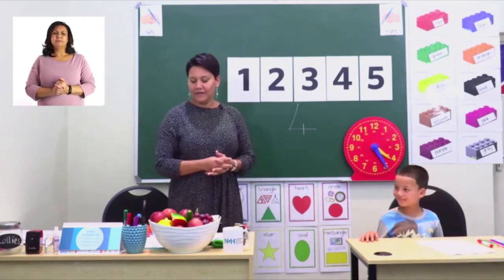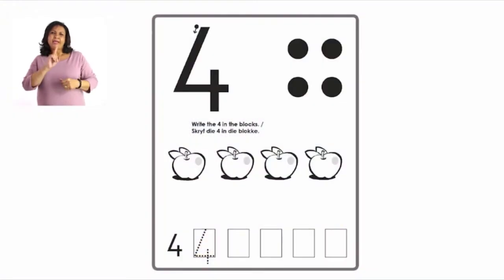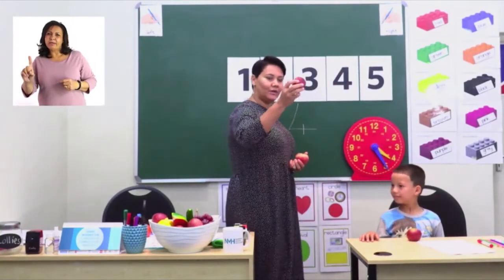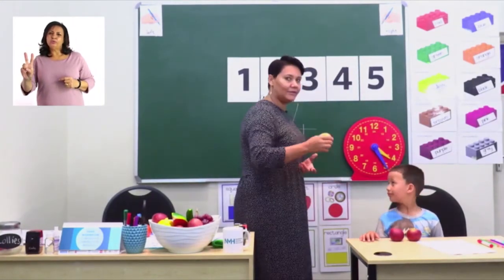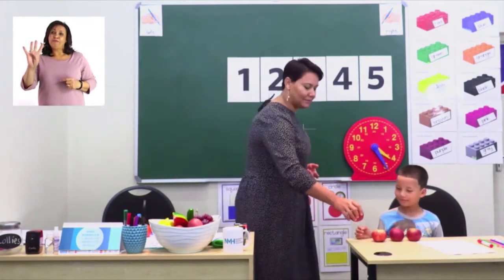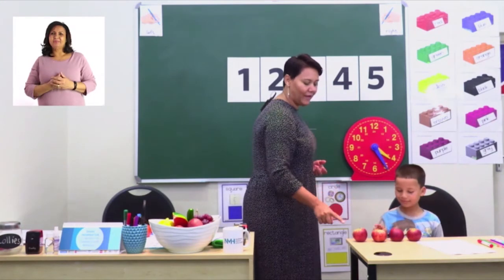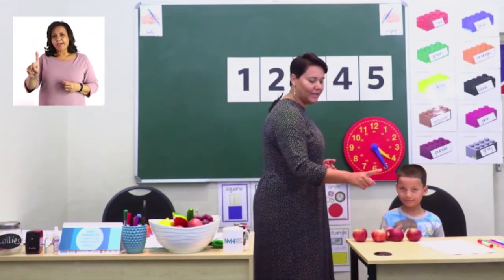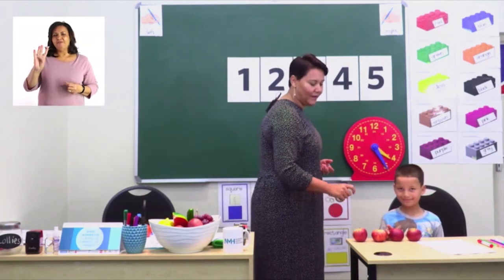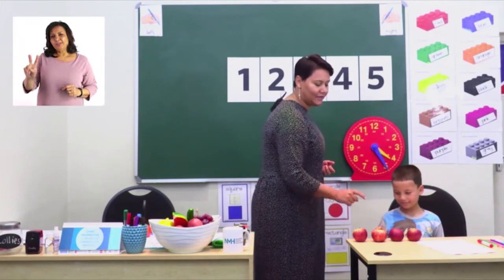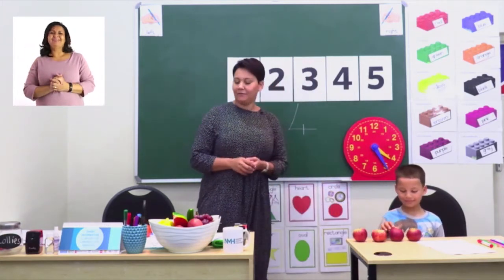Now, on page 10, let's count the apples. We have 1 apple, 2 apples, 3 apples, 4 apples. We have 4 apples. Let's count. 1, 2, 3, 4. Friend, you can show with me. 1, 2, 3, 4. We have 4 apples.